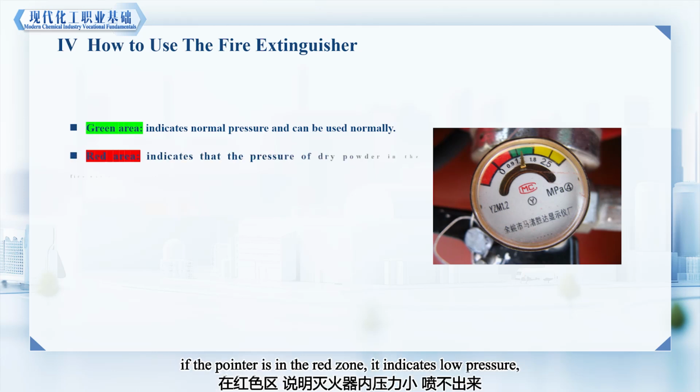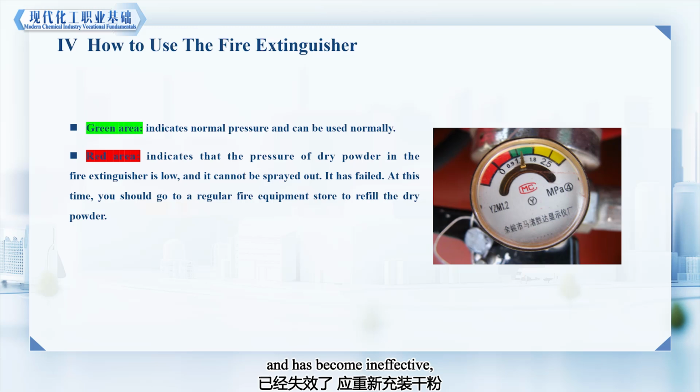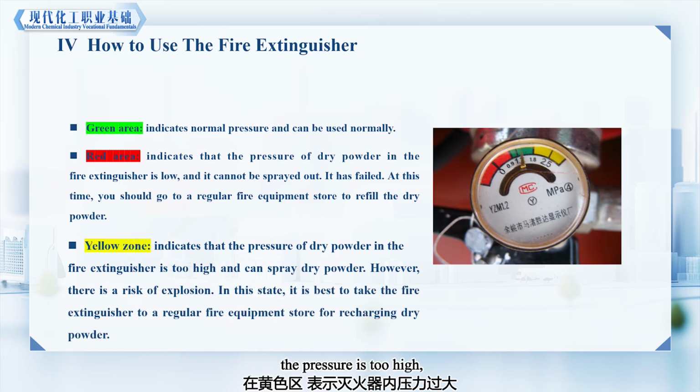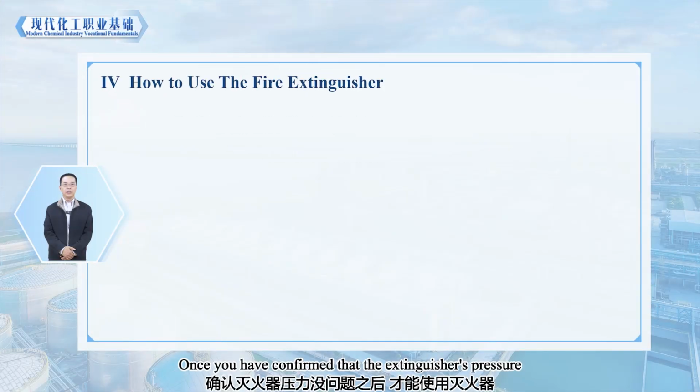If the pointer is in the red zone, it indicates low pressure, meaning the extinguisher will not discharge and has become ineffective. So it should be recharged with dry powder. If it is in the yellow zone, the pressure is too high, posing a risk of bursting or explosion, and it should also be recharged. Once you have confirmed that the pressure is adequate, you can use it.